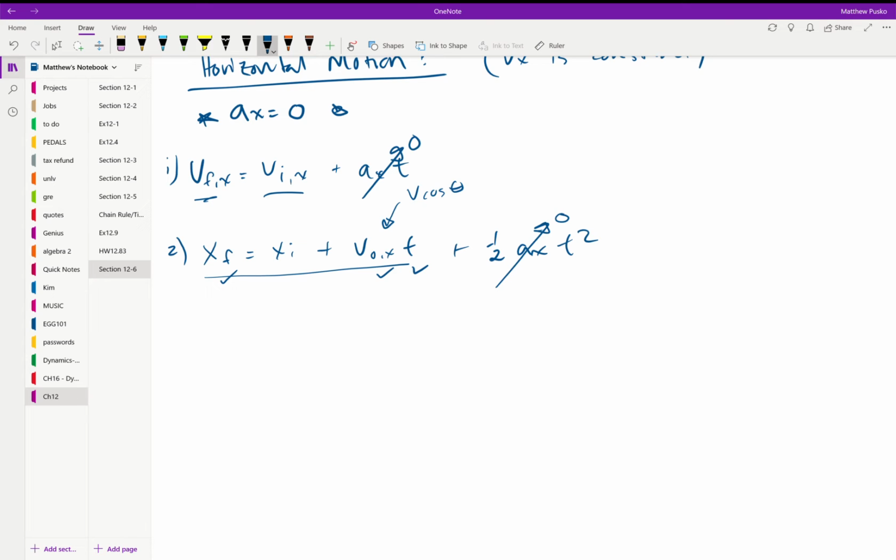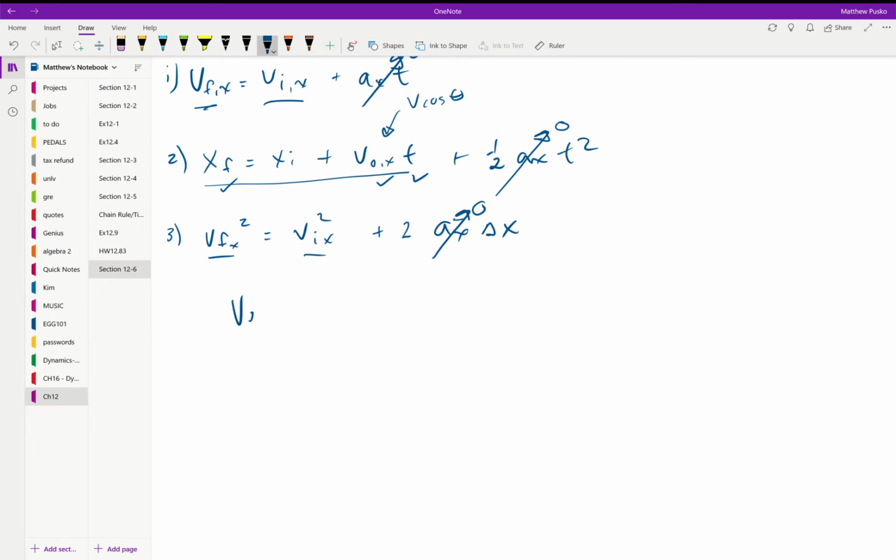Alright, then we have, I already did this one, but we'll write it down. Vf in the x direction squared is equal to v initial in the x direction squared plus 2 times the acceleration in the x direction times delta, I guess x in this case. Once again, this is 0, so we just proved that the velocity is constant as it travels. However, we gotta look in the vertical direction, vertical motion.